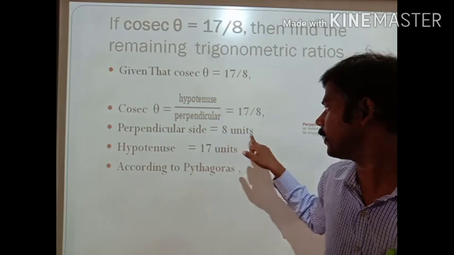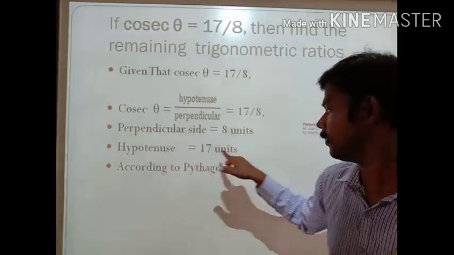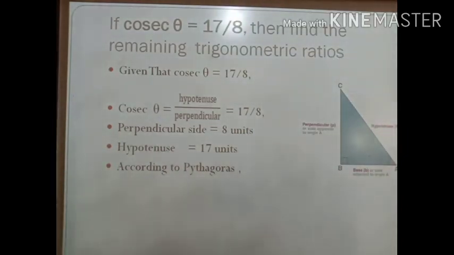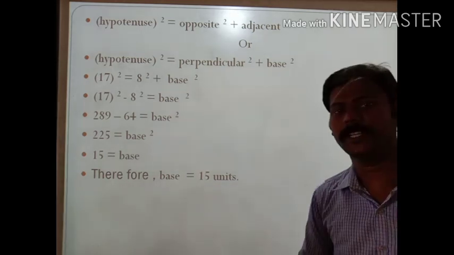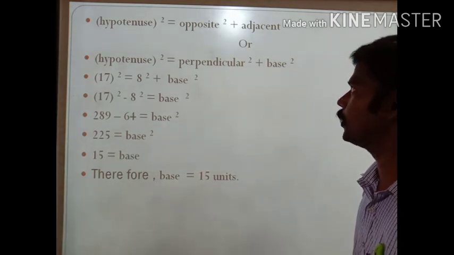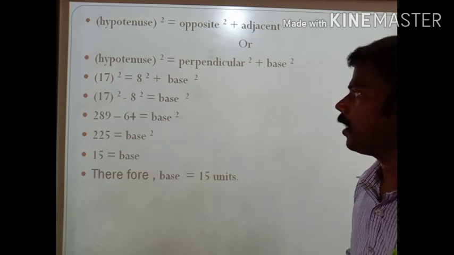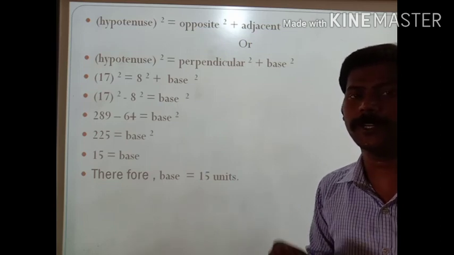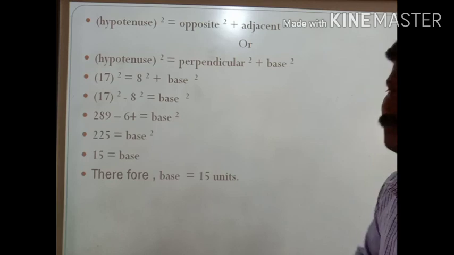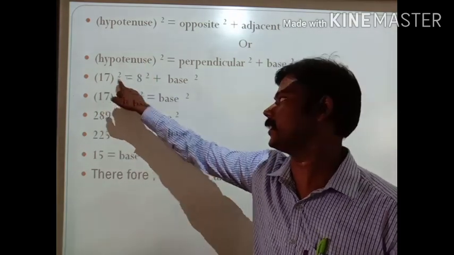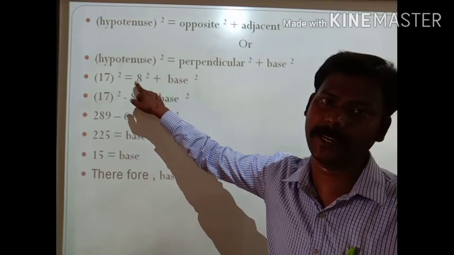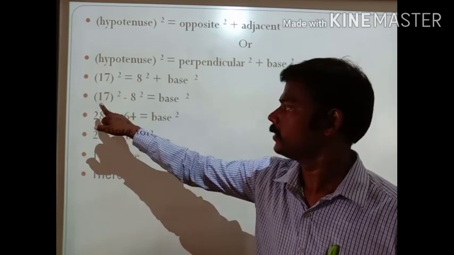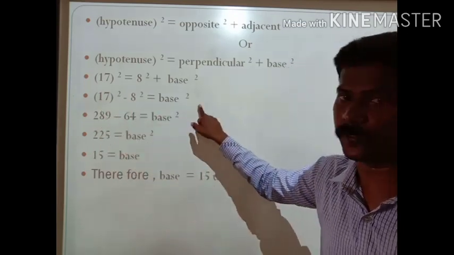What is the perpendicular here? 8 units. What is the hypotenuse here? 17 units. According to the Pythagoras theorem. So what is the Pythagoras theorem, children? Hypotenuse square is equal to opposite square plus adjacent square, or hypotenuse square is equal to perpendicular square plus base square. Now substitute the given values in the formula. Hypotenuse square, 17 square, is equal to perpendicular value, how much? 8 square. Base value we don't know, base square only. Now take 8 square to that side. 17 square minus 8 square equals base square.